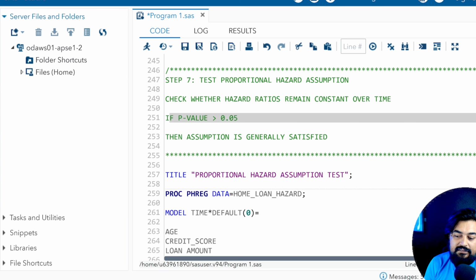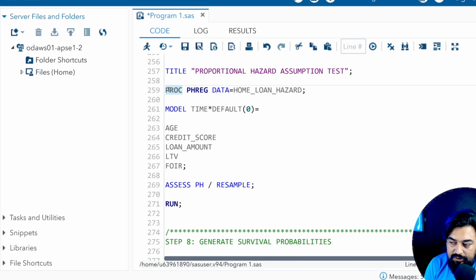So every statistical model has assumptions. The Cox is a very important word. Just remember this. The Cox, not Crocs, it's Cox, okay, C-O-X. So the Cox model assumes that the relationship between variable and risk remains reasonably stable over a period of time. If the assumption passes, we can trust our model more confidently. That's what the whole purpose is.